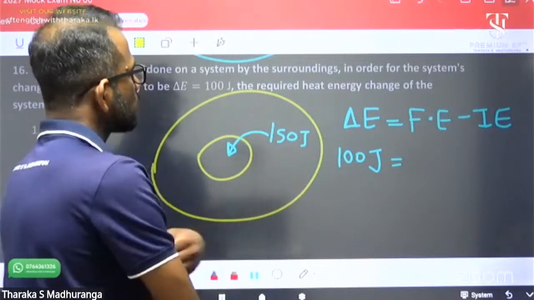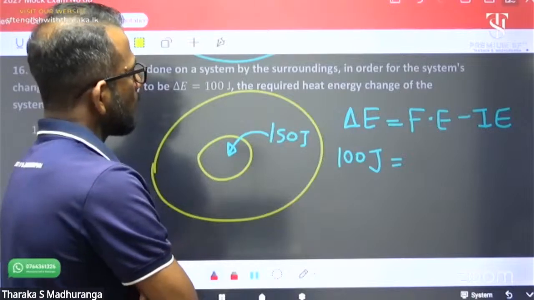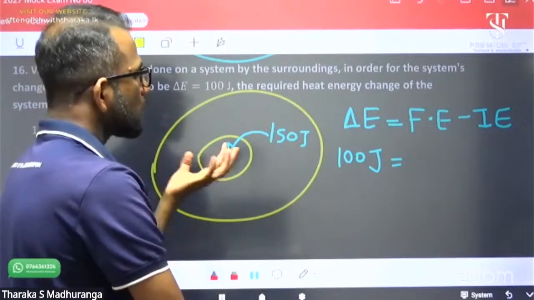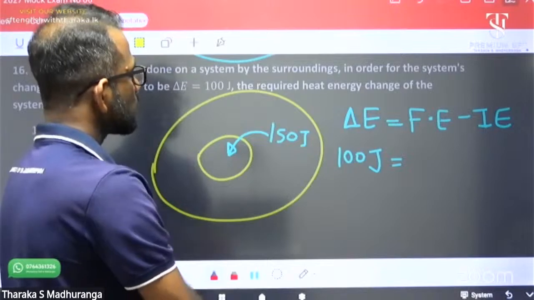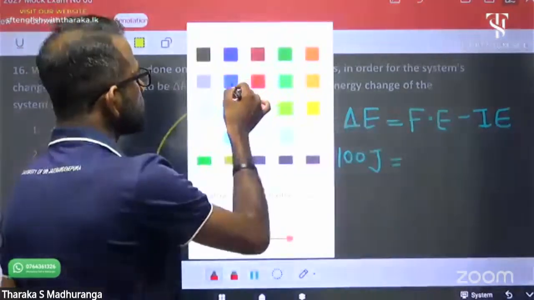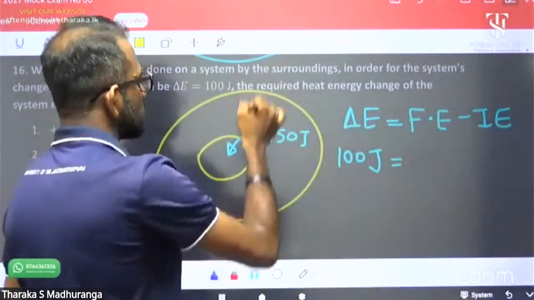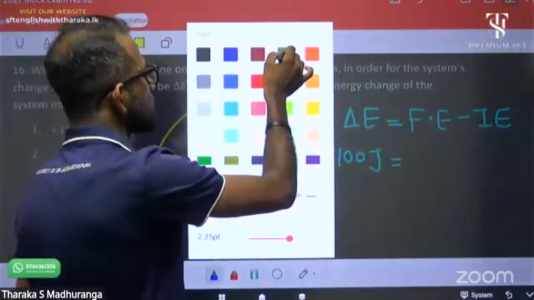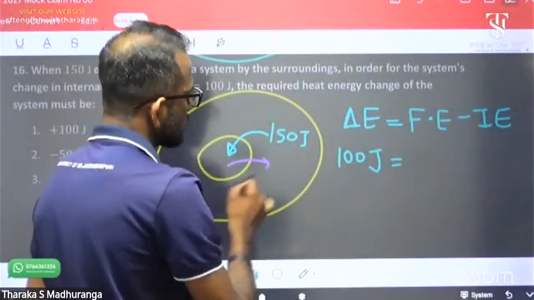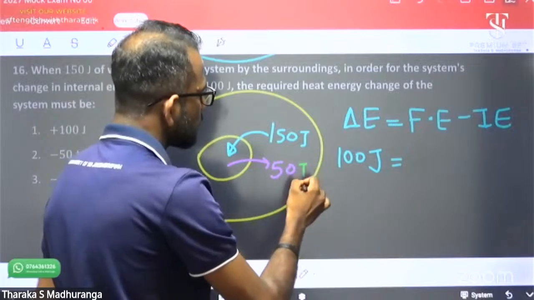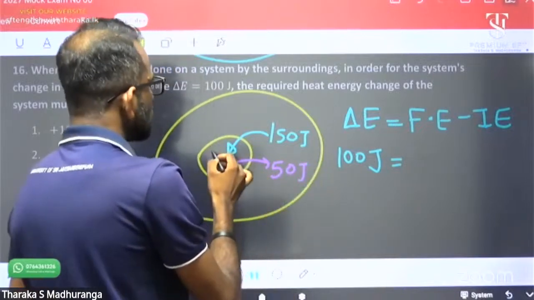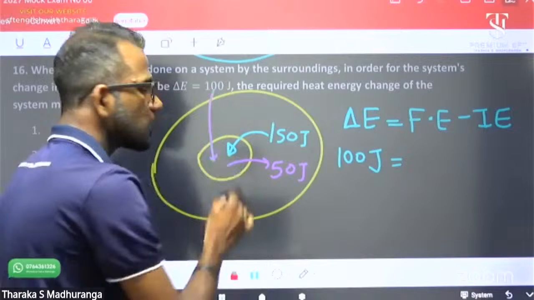150 joules absorbed. And if delta E is 100 joules, what must happen? Another 50 joules must be released to the surroundings, no? If 50 joules is released to the surroundings, the internal energy difference is 100. Clear?